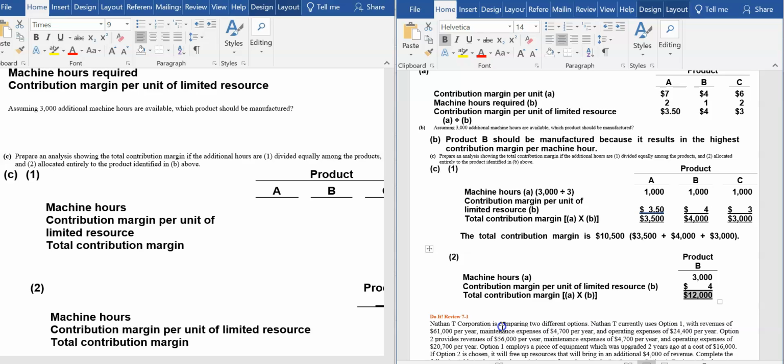But qualitatively, management would also want to consider the impact of doing so on product demand. What if customers are demanding more of the other products? Then it wouldn't make sense to produce all of product B, right? So we really need to think about qualitative things as well.